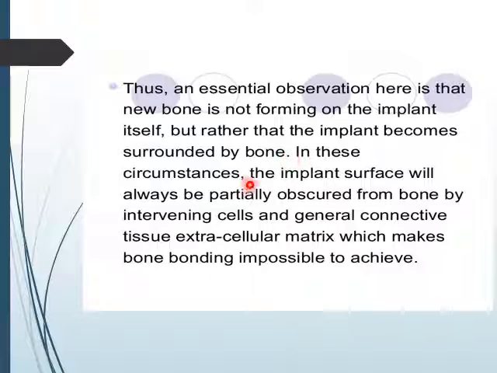In these circumstances, the implant surface will always be partially obscured from bone by intervening cells and general connective tissue extracellular matrix, which makes bone bonding impossible to achieve.